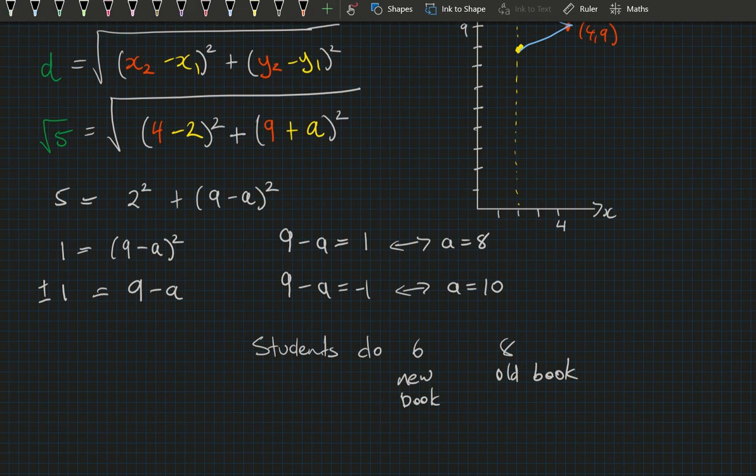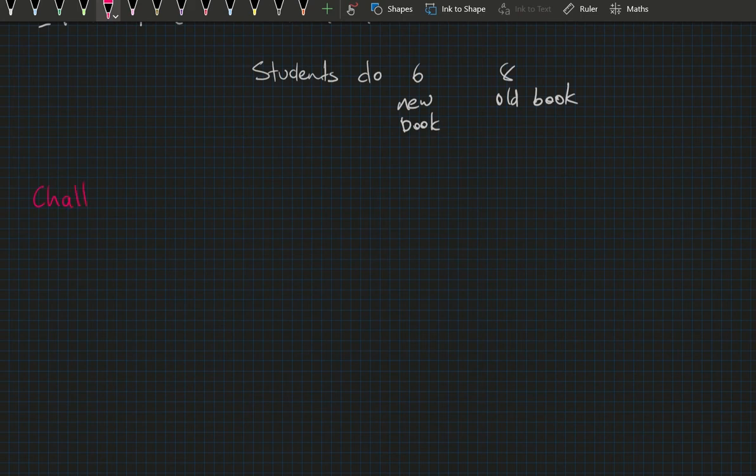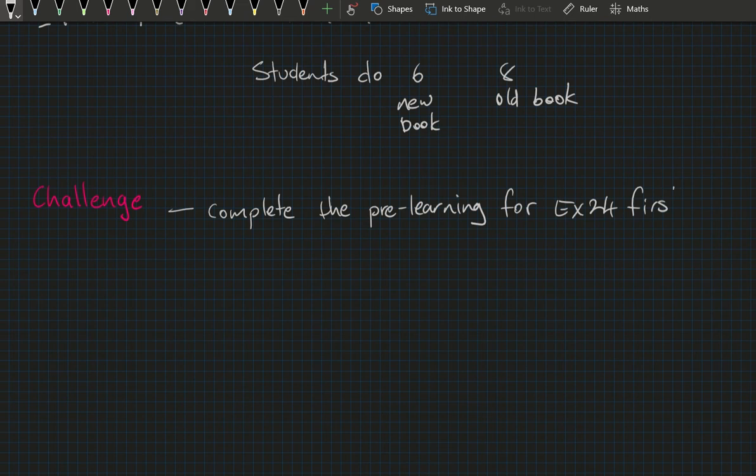Okay, so you're back for a little bit more fun. You can skip this if you want and go straight to the next segment, but those of you who try this now are tracking towards specialist maths. I also warn you that there is a good chance there'll be something like this question on the topic test. Okay, let's have a look at this challenge. But please make sure that you've completed the pre-learning for example 24 first.